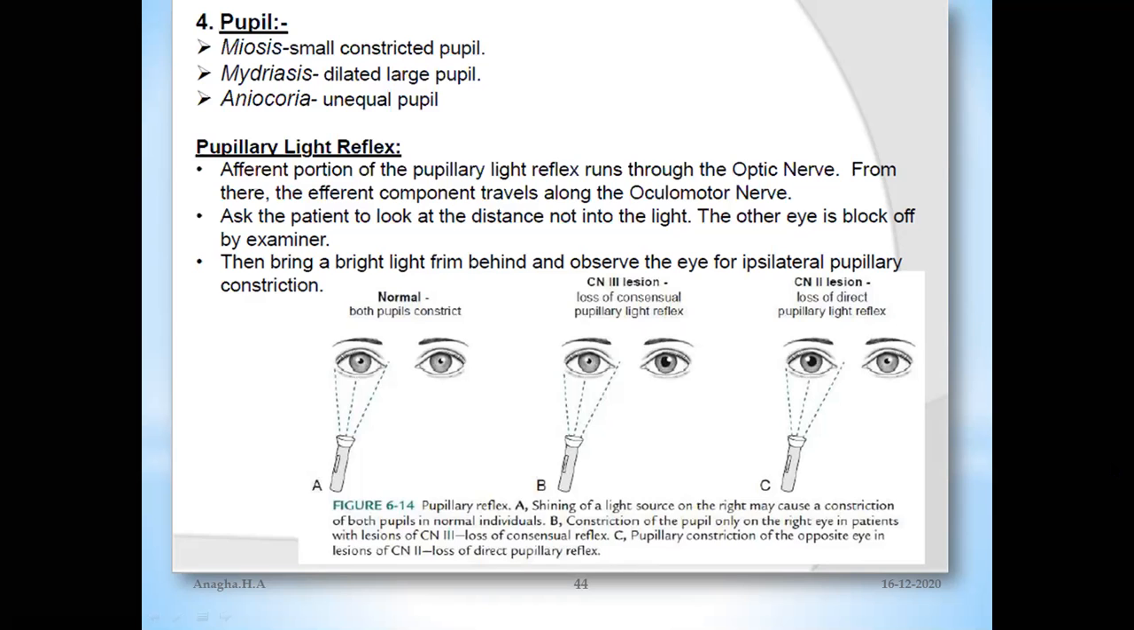The other one, which we come across very commonly, is Horner's syndrome: a small pupil with associated ipsilateral ptosis and decreased facial sweating. This lesion is in the sympathetic nervous system.